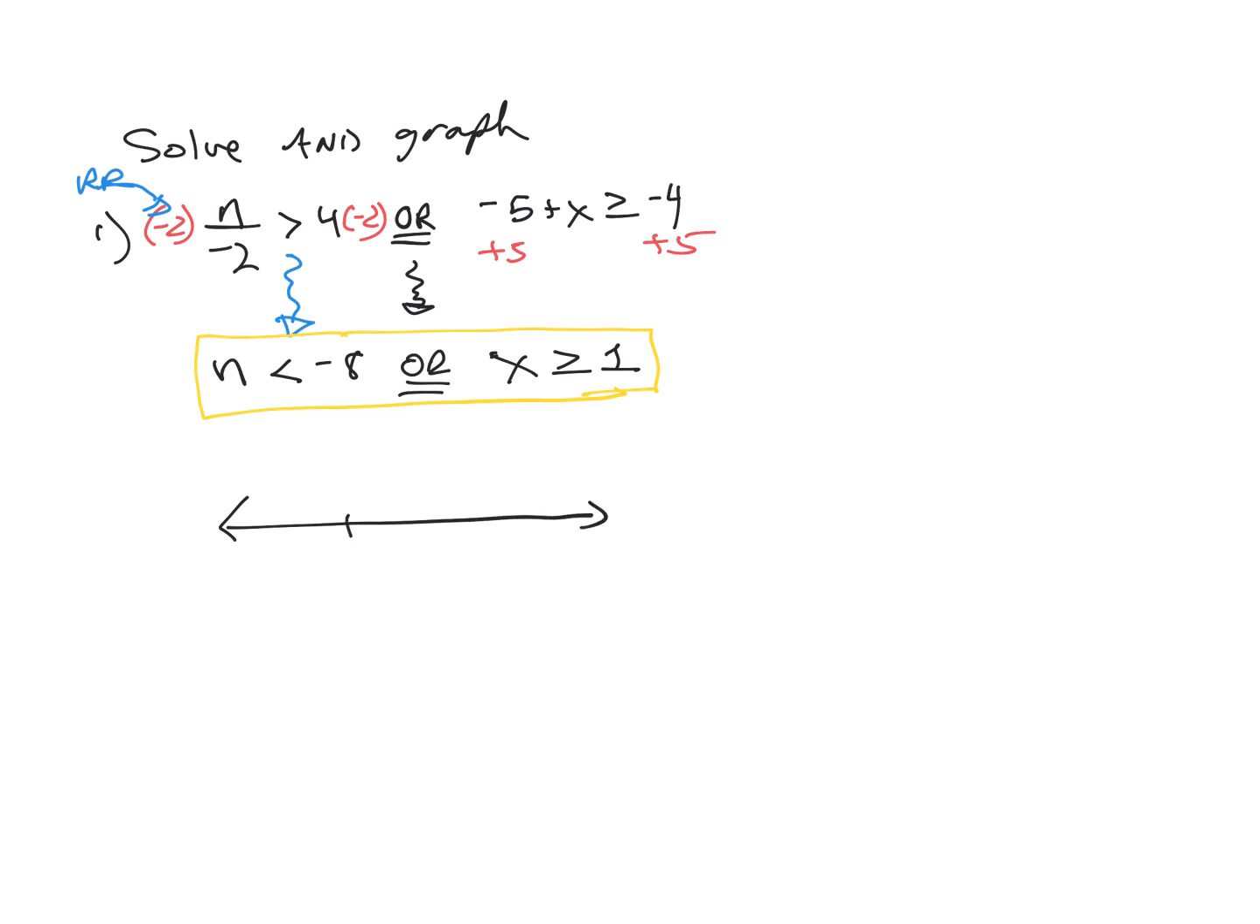So because it's an OR, it only has to work for at least one. So all the numbers that will make this sentence true are all the numbers to the left of -8, or all the numbers that will make the second sentence true are all the numbers that are greater than or equal to 1. And that's your answer for that question.